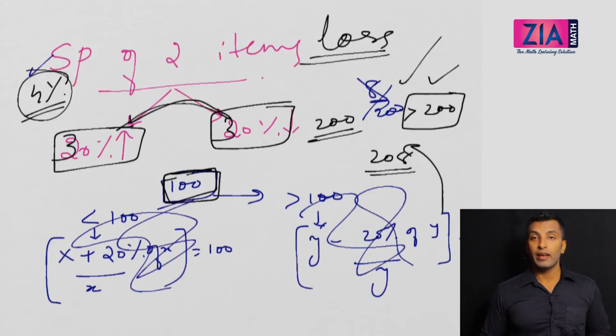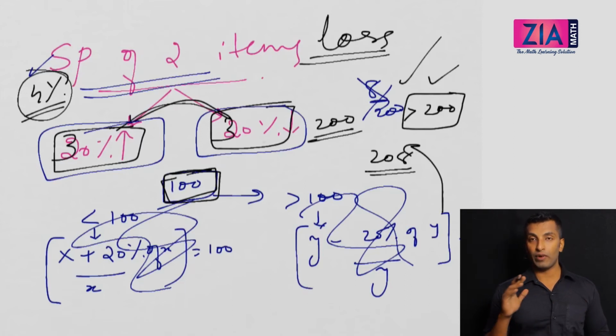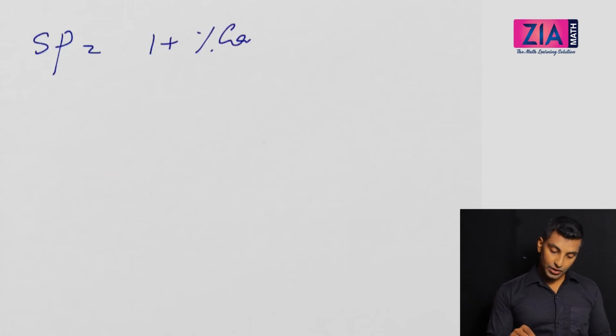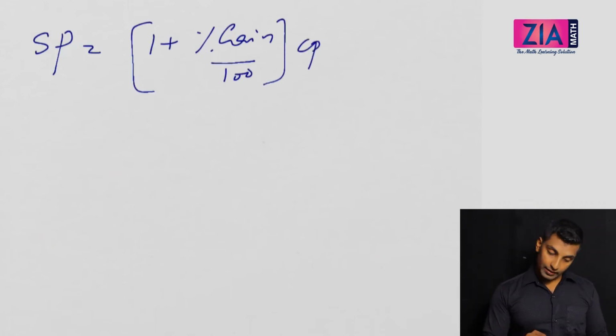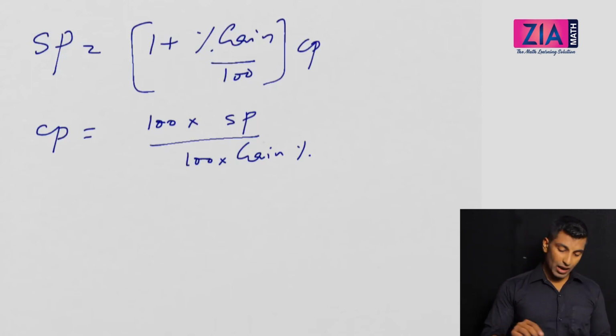It's not expected. You just need to understand this as a pattern: where the selling price of two items is the same, one at a profit and one at a loss, it will always end in a loss, and for the loss percentage you just multiply the two percentages. Selling price you can write as (1 plus percentage gain divided by 100) into cost price. Then cost price is 100 into selling price divided by (100 plus gain percentage). Now all these formulas are not required, you just need the logic.